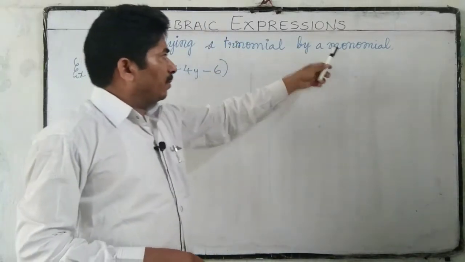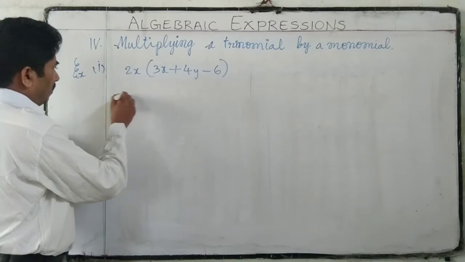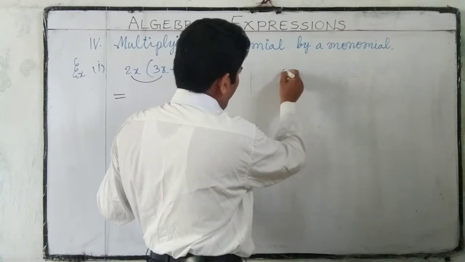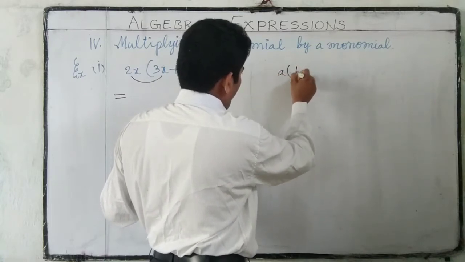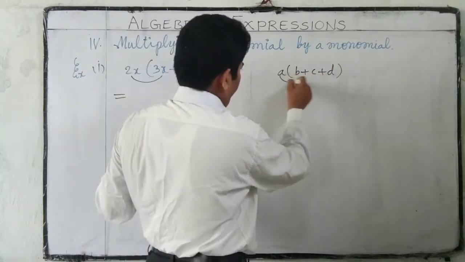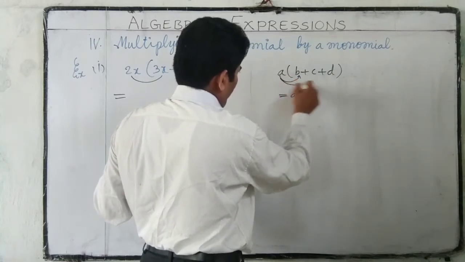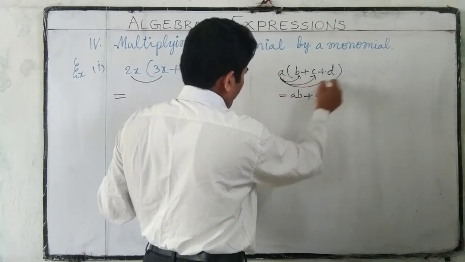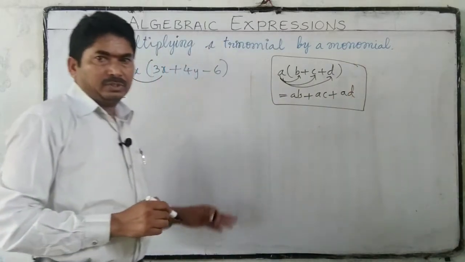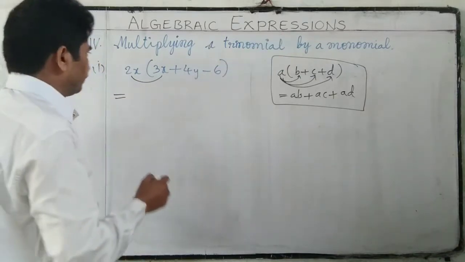Multiplying a trinomial by a monomial. Example 1. To solve a problem like this, we have to follow this: a into b plus c plus d. Monomial, trinomial: a into b, ab, plus a into c, ac, plus a into d, ad. So this is the method of multiplying a trinomial by a monomial.